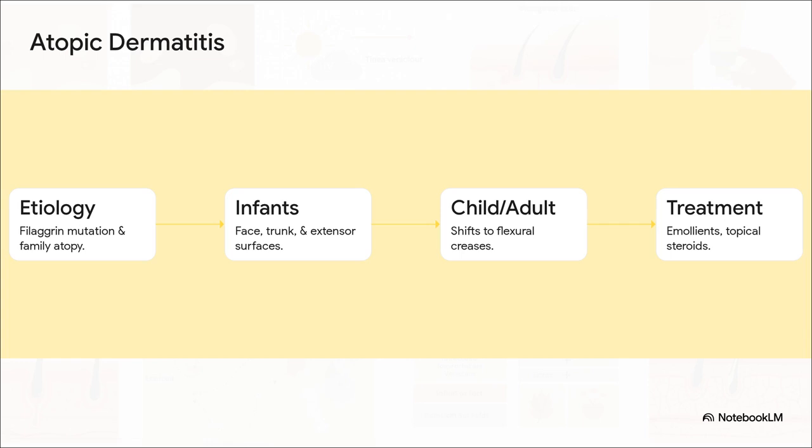In infants, the pruritic erythematous patches and papules typically involve the face, the trunk, and the extensor surfaces. But as they grow into children and adults, that distribution shifts specifically to the flexural creases, often showing up as chronic lichenified plaques. The standard topical therapy escalation starts basic, with daily emollients and trigger avoidance, then steps up to topical corticosteroids for acute flares, and finally uses topical calcineurin inhibitors as steroid-sparing agents when needed.